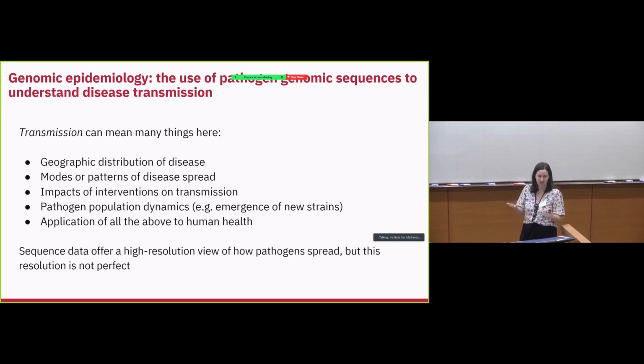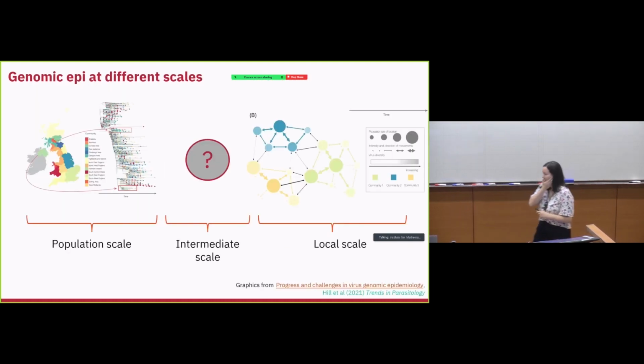A common theme throughout this field is that sequence data has been proven to offer a really high resolution view of how pathogens spread, but this is imperfect in some ways because of our sampling and sequencing strategies, and in some ways just because of the nature of randomness, really. I wanted to position the work that I'm going to speak about today in the field in what I hope is a useful framing, and I borrowed this figure from a nice paper by Hill and others, which reviews a lot of the current challenges within the field.